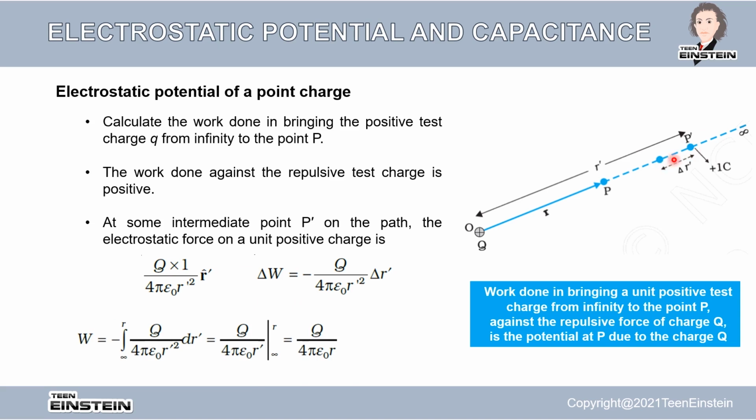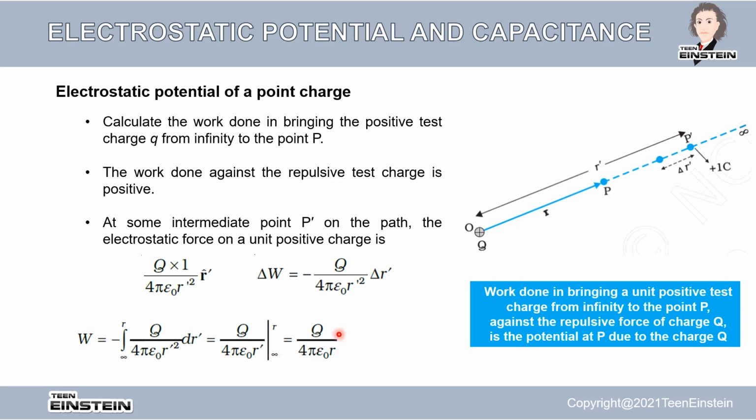Now we want to integrate this quantity and calculate the total work done in bringing the charge from infinity to the point P. So the integral of this quantity, the minus we can take outside, bringing the charge from infinity to R: Q divided by 4 pi epsilon naught R dash squared into dR dash. If we integrate it, then we get Q by 4 pi epsilon naught into R dash, and the minus sign gets cancelled with the integration. Then we get Q by 4 pi epsilon naught into R.